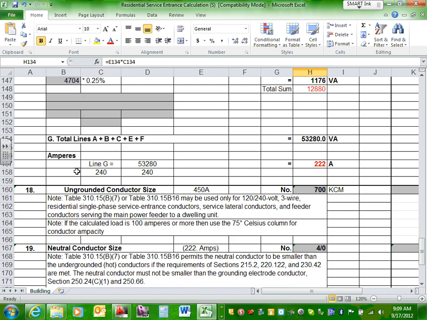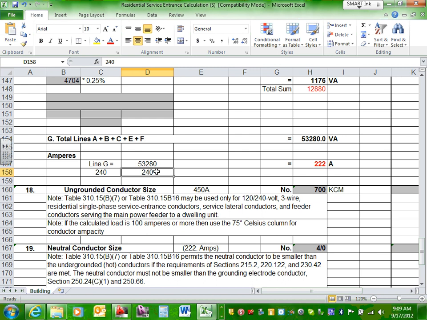Add 25% on it. Then add them all up. Here's your total. Divide them by why? Here's the most confusing one. Why, if we're calculating the neutral, do we divide by 240? Can anybody answer that? We're calculating the neutral. Why do we divide by 240?